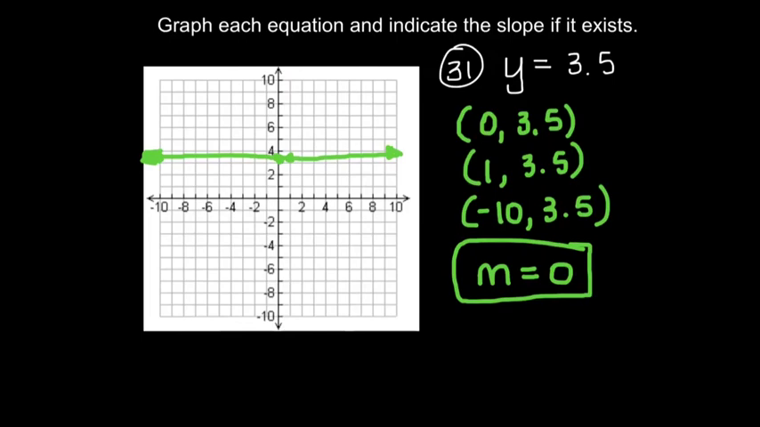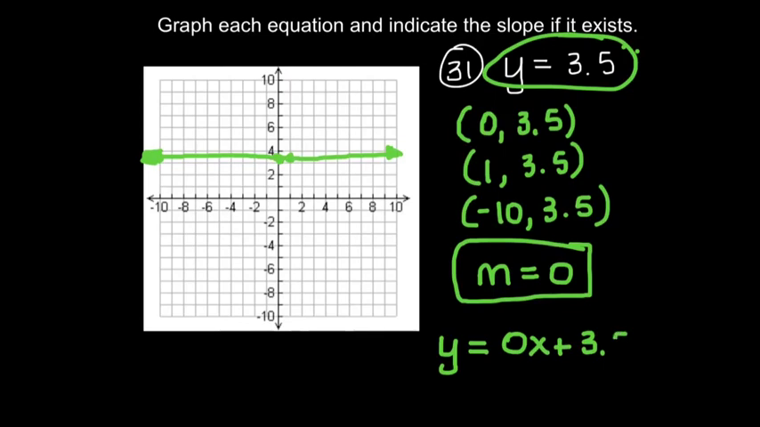Another way to think about that is if you take the original equation, I could rewrite it in slope-intercept form as y equals 0x plus 3.5. That would give me my slope of 0. It would also tell me that my y-intercept is 3.5, and you can see that this line passes through the y-axis at 3.5.